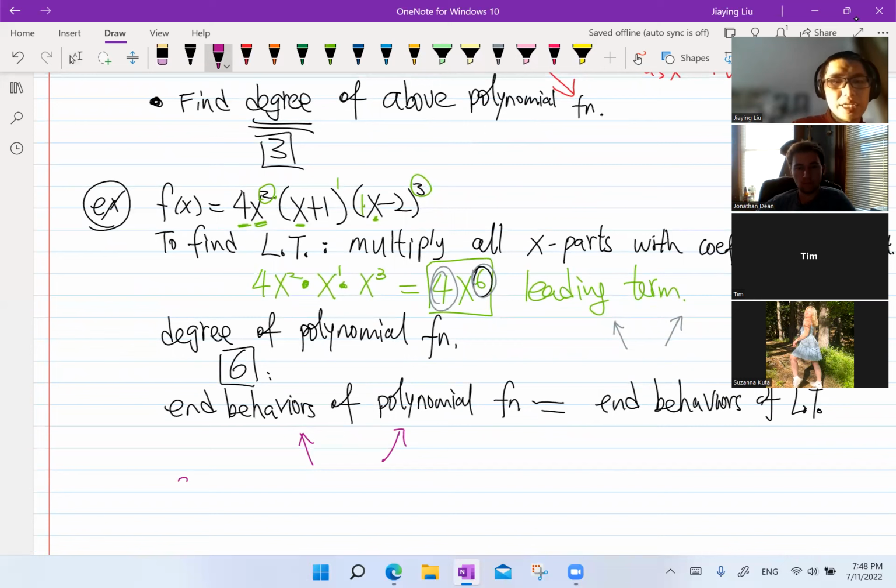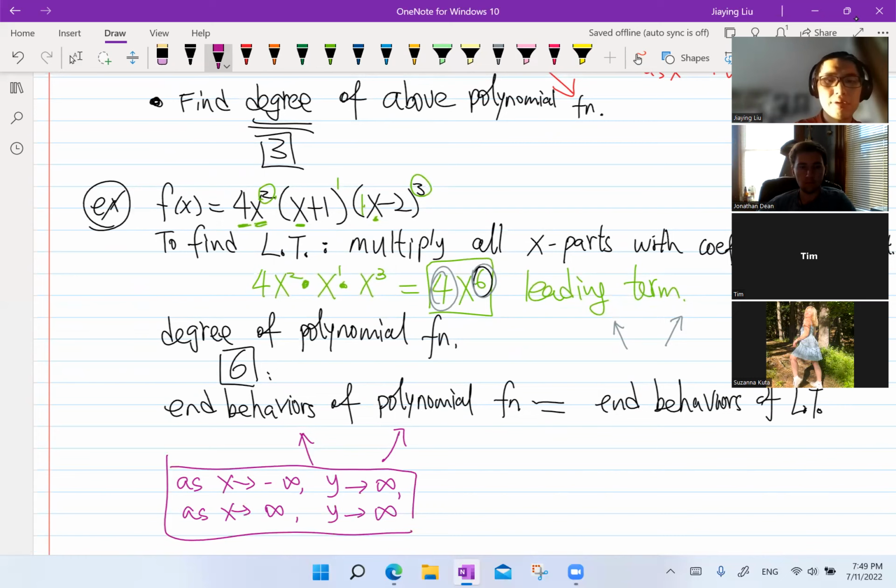So this one says as x goes to negative infinity, y is going to go up, y goes to infinity. As x goes to positive infinity, y is also going up, going to infinity. Or we can just draw the arrows to describe it. So that's the end behavior of the polynomial function. Any questions?